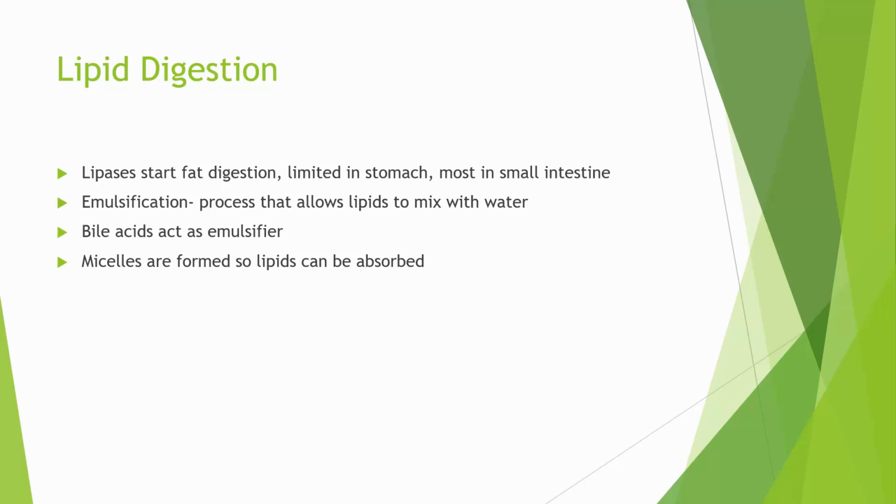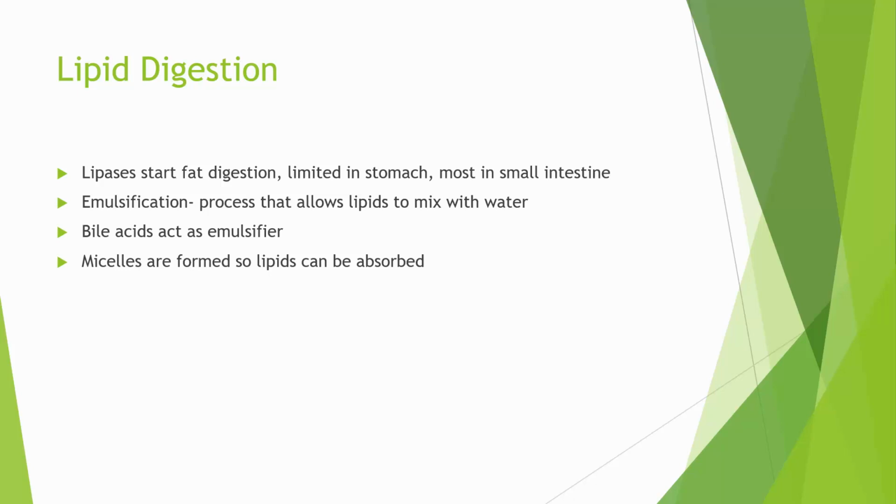And so again, we have our lipases that start fat digestion, mostly in the small intestine. That's not really any different than our other macronutrients. But we do have bile acids. If you remember back to digestion, bile is produced in the liver and stored in the gallbladder and then released from the gallbladder into the small intestine. And that bile can act as that emulsifier, allowing those lipids to mix with water.